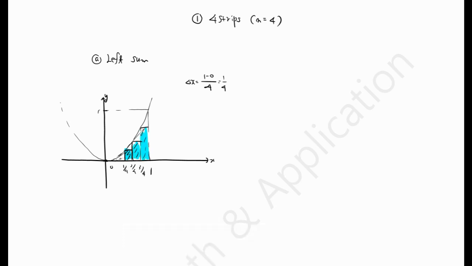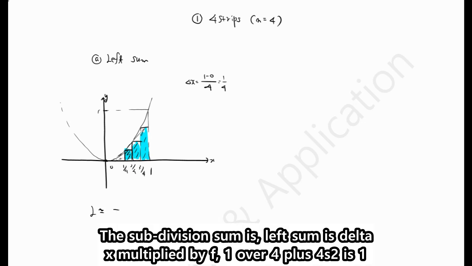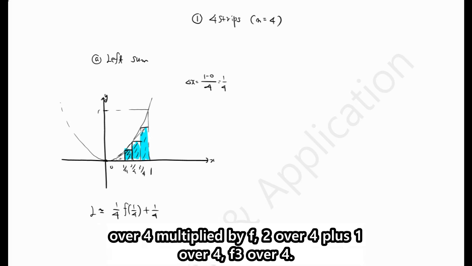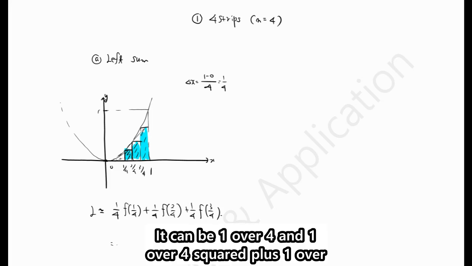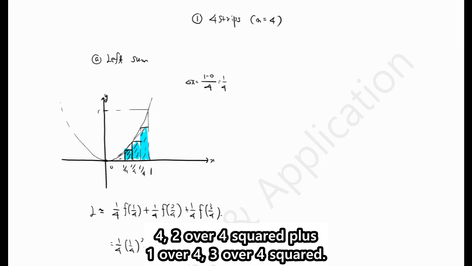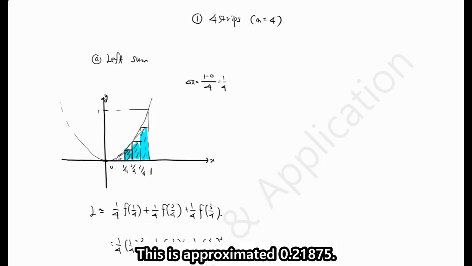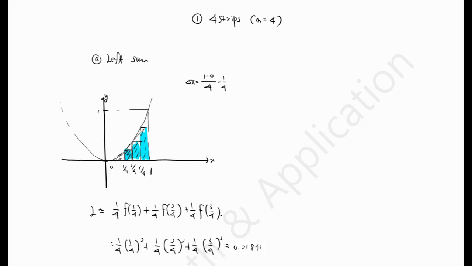The subdivision sum, the left sum L, is delta x multiply f(1/4) plus 1 over 4 multiply f(2/4) plus 1 over 4 f(3/4). So it can be 1 over 4 times (1 over 4 squared plus 2 over 4 squared plus 3 over 4 squared). This is the answer. This is approximately 0.21875.